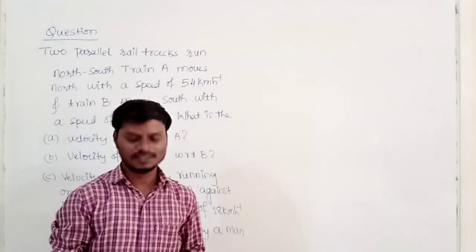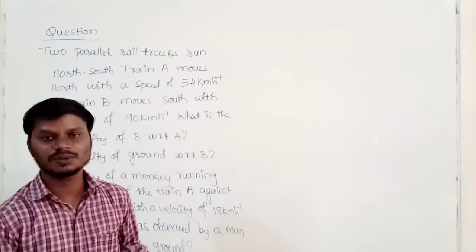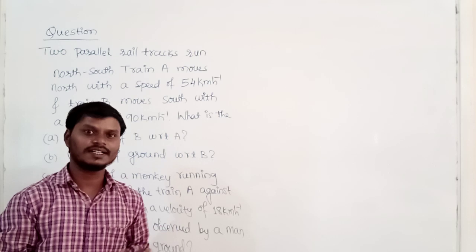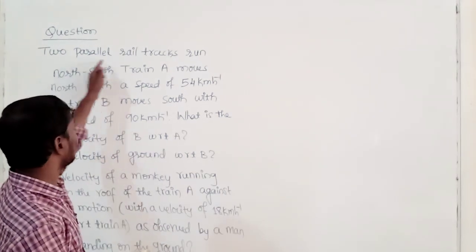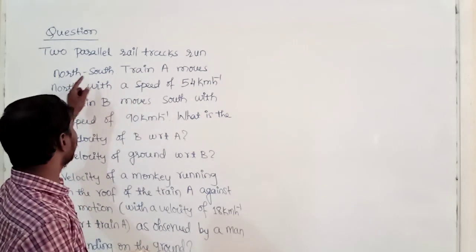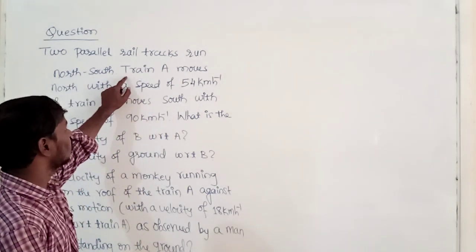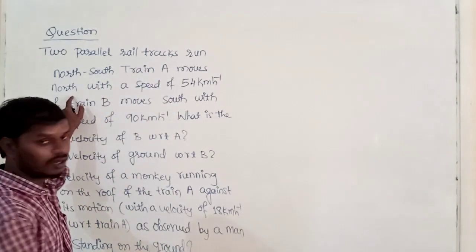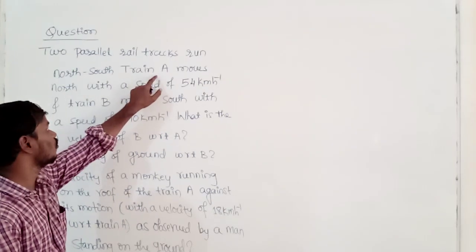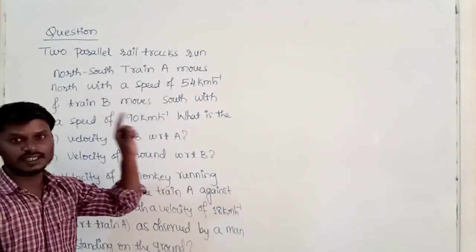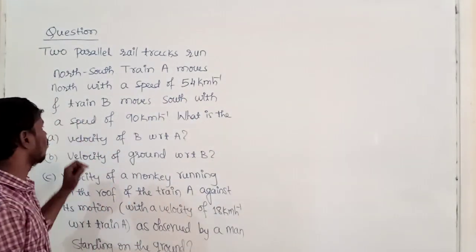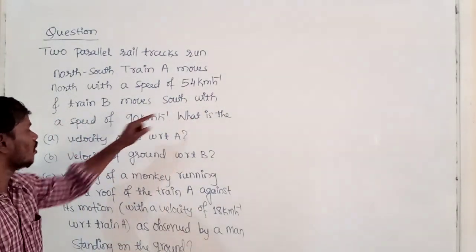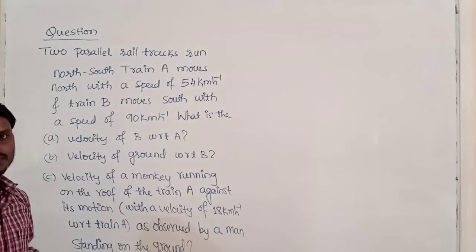Hello dear students, in today's class we are going to solve the question related to relative velocity. What is the question here? Two parallel rail tracks run north-south. Train A moves north. In which direction is train A moving? In the north direction. With what speed? 54 km per hour. And train B moves south with a speed of 90 km per hour.